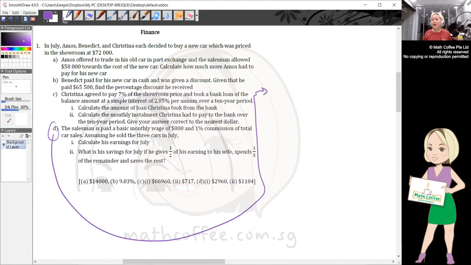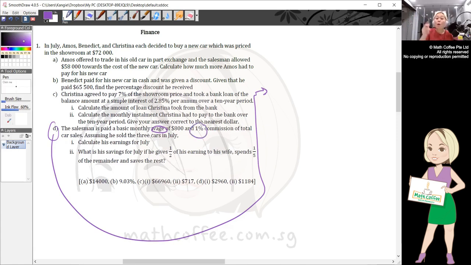The salesman is paid a basic monthly wage of, wage means salary, of $800. What is basic salary? It means that as a salesperson, you sit in the shop, you shake leg, you don't want to sell anything, you just sit down there and dream, you get $800. But of course, if that happens for the first month, you will be sacked for the next month because you never get any sales for your boss. So for salesmen, they are paid a very low basic salary. Sometimes even zero. For this case, he still got $800.